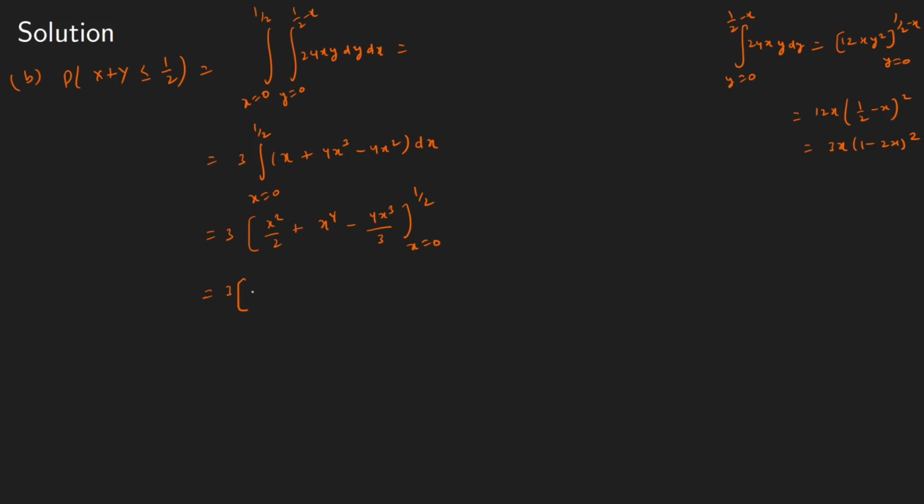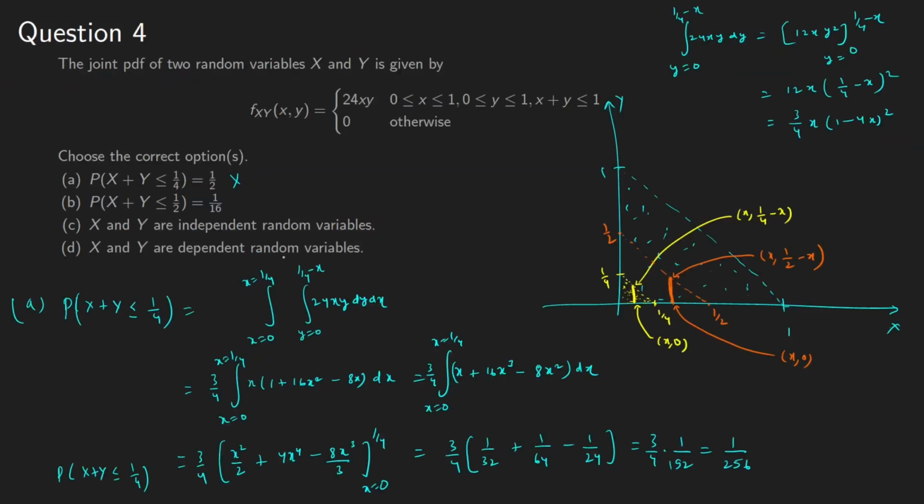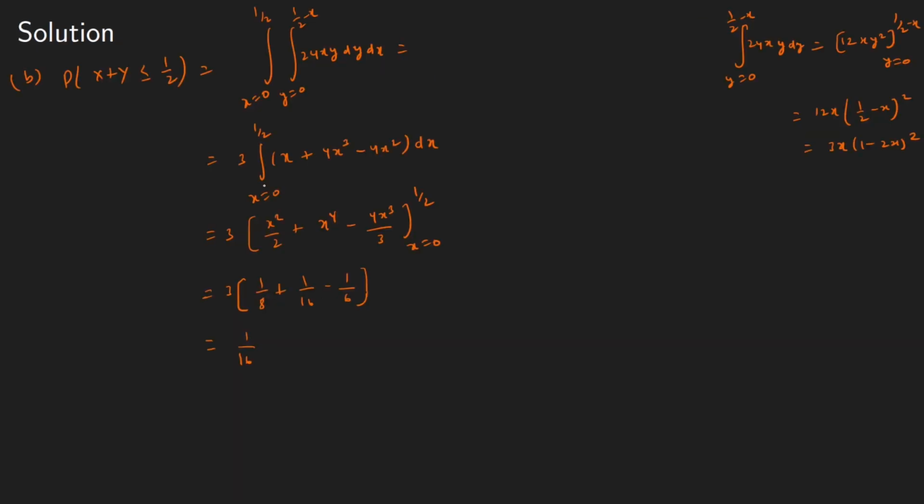So let's put the values here. So it will be 1/8 plus 1/16 minus 1/6. And if you simplify it, you will find it is equal to 1/16. Yes, so it is indeed equal to 1/16. So the second option is correct. So the probability that x plus y is less than or equal to 1/2 is 1/16.